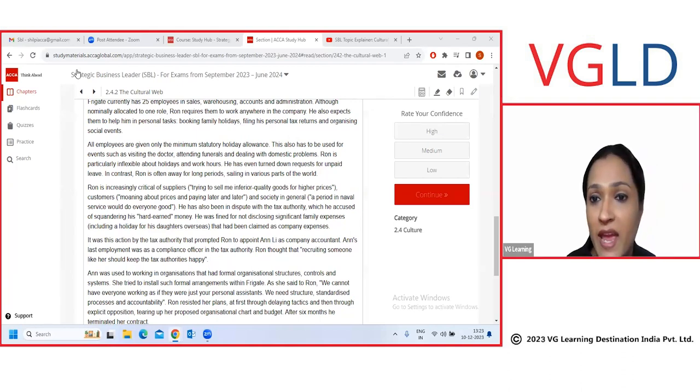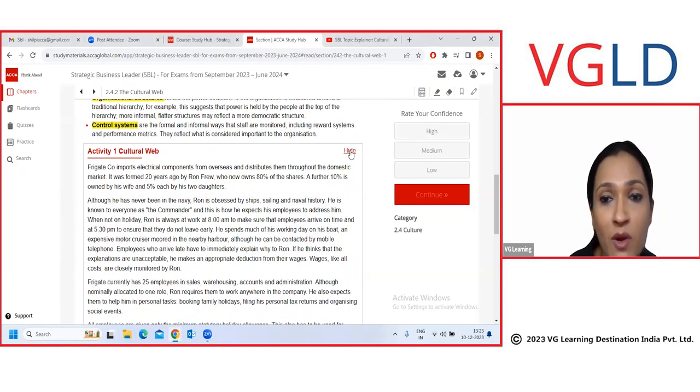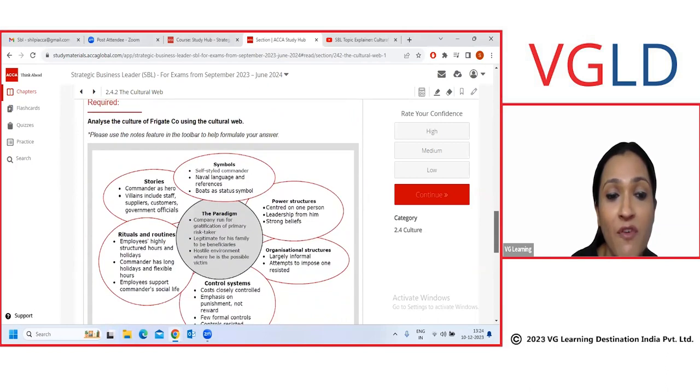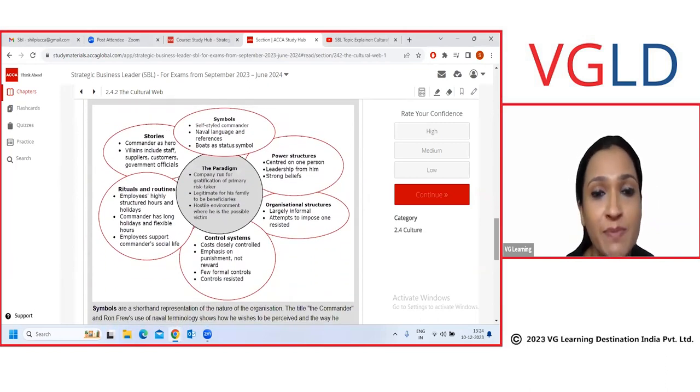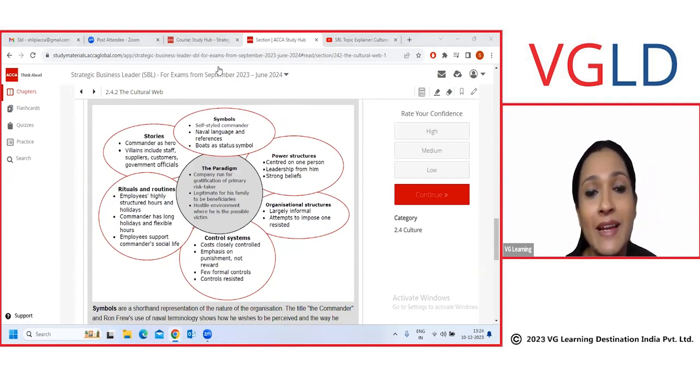Okay, answers pouring in, and that's really great. So let's very quickly review your answers and also have a look at the model answer, which will give us a good idea in terms of what were the more aspects that we could really filter out of this scenario, which was given to us under the entire paradigm of the cultural web.